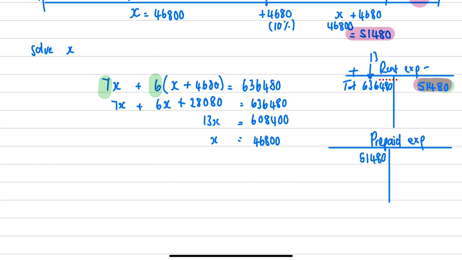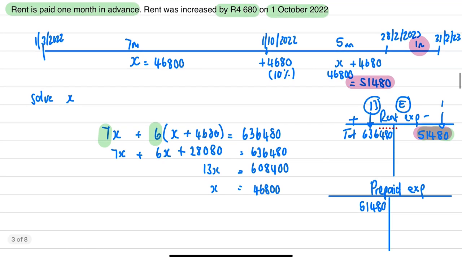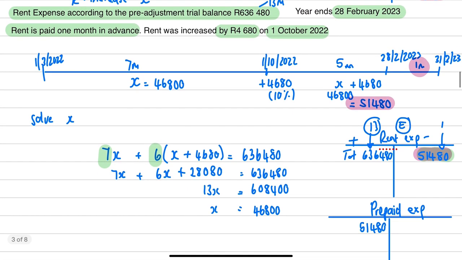Prepaid expense is then equal to 51,480. And my expense will now only show 12 months' rent because we started with 13 and have now removed the extra month. So yeah, there we go. Rent increased by not a percentage, but a rand amount, and we paid 1 month in advance.